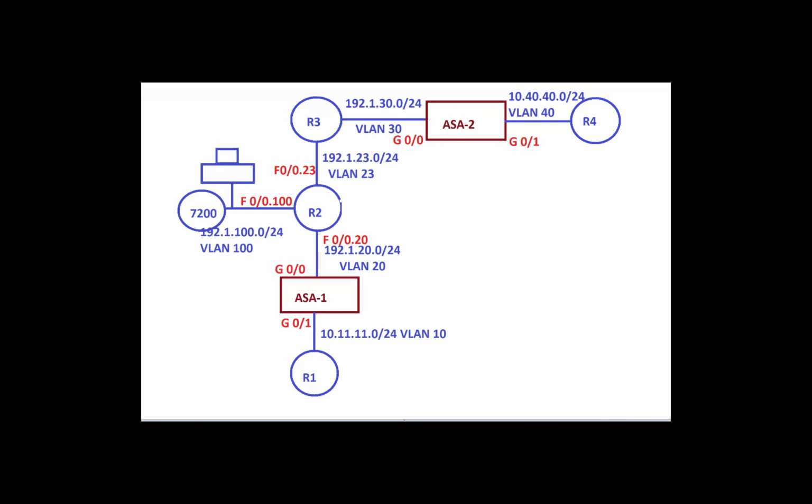So let's do that. What do we do to start with? Let's go and configure the first on my ASA, or do you want me to configure on 3200? Let me check that.